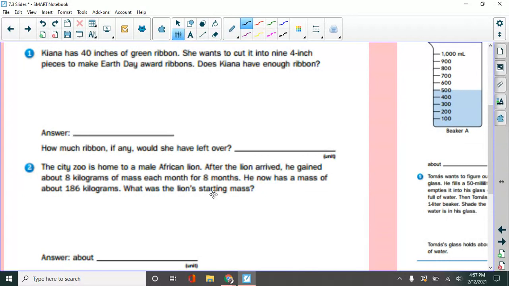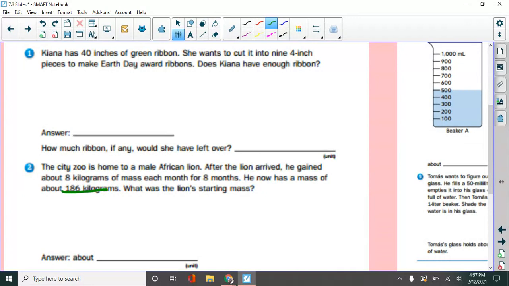Hey, we know several things. We know it's a lion. We know that he was getting 8 kilograms, right? That's a measurement of mass or for our purposes of weight. And he did that for 8 months. So he did that 8 times. Oh, I gave a hint there, right? He now has a mass of 186. What was the lion's starting mass?